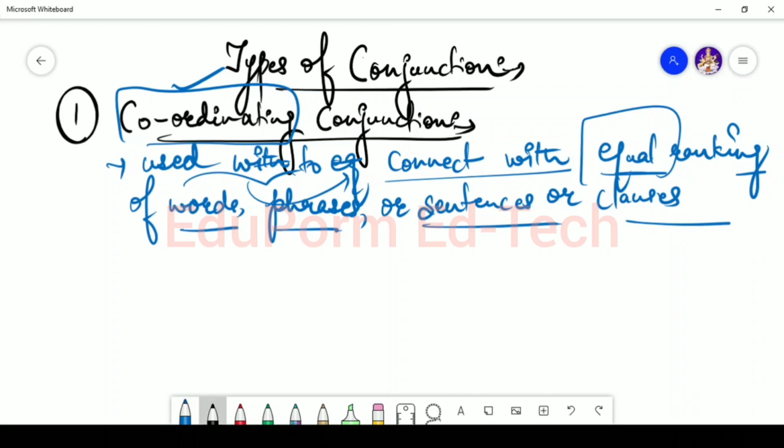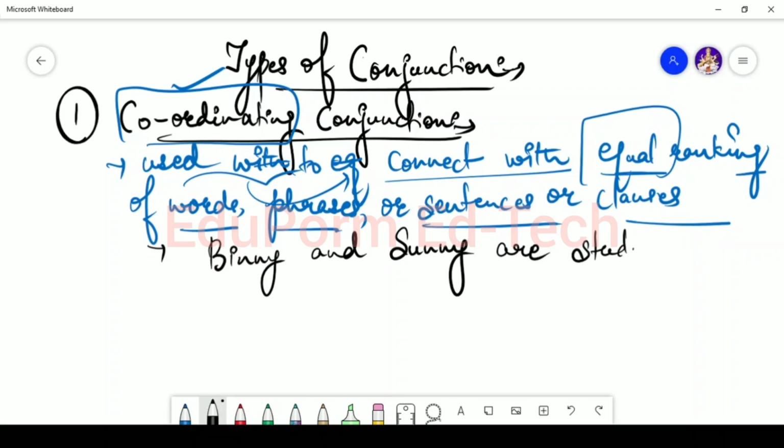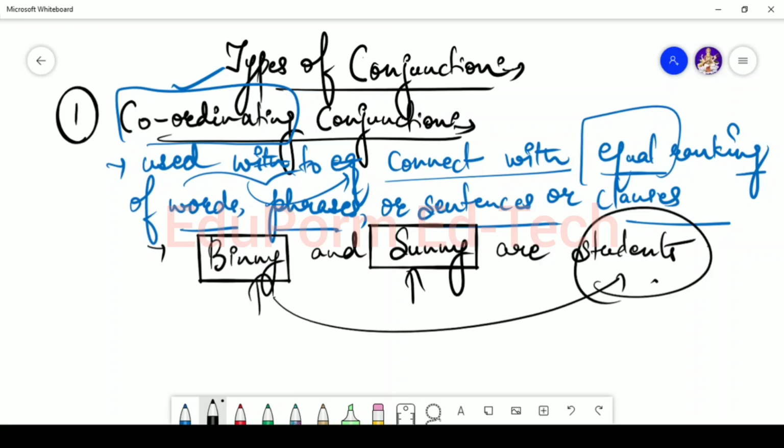Let's say for example, Vinny and Sunny are students. Now if you see, I tried connecting two people, I tried connecting two boys, and both of two boys are students. Okay, both of two boys have the equal rankings. Okay.